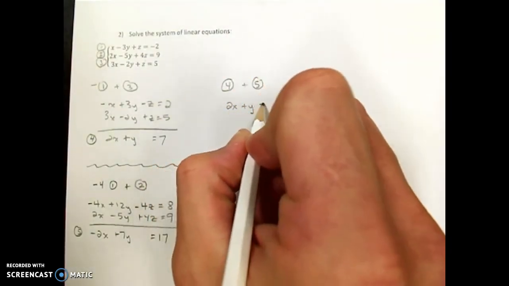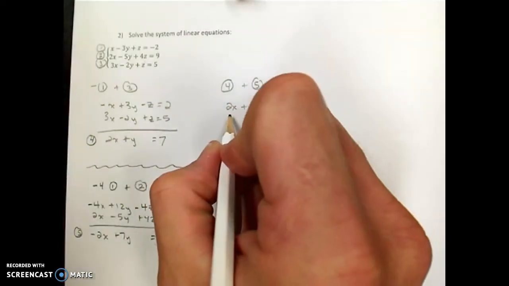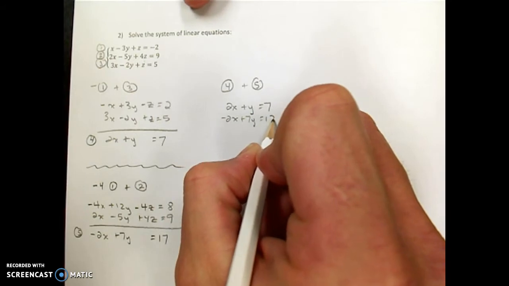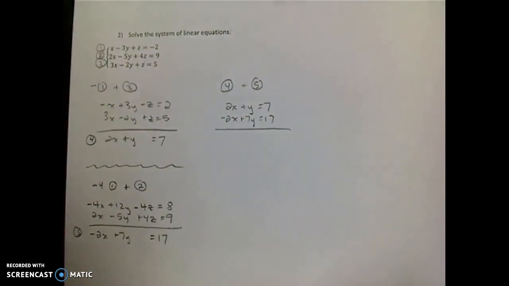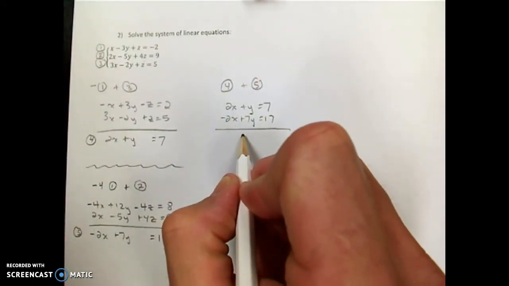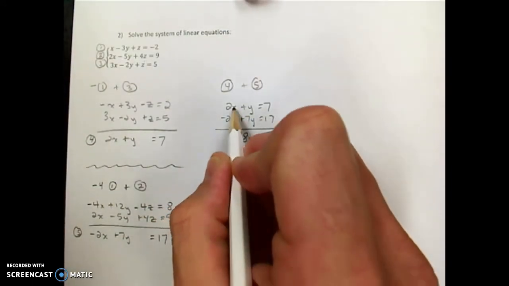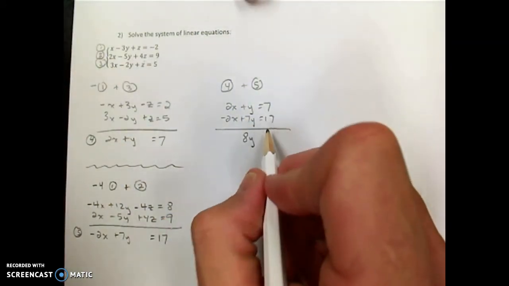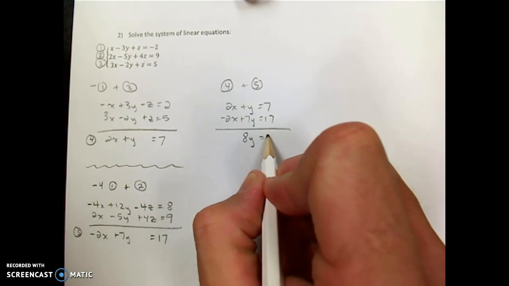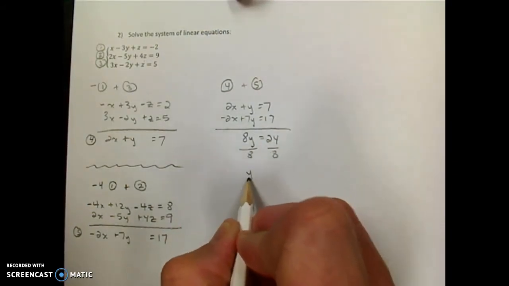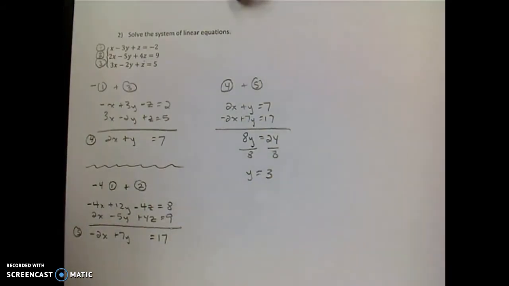2x plus y equals 7. -2x plus 7y equals 17. Let's solve this by elimination. We did this all last week, and I think as students you guys are doing a pretty good job with this. 7y plus 1y, 8y. 2x minus 2x, that's going to sum to 0. We don't need to write it. 7 plus 17, 24. Now we can solve for y. And we find that y equals 3.